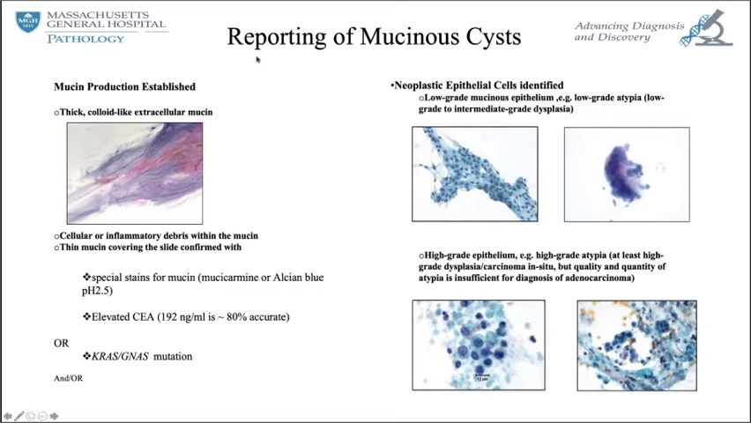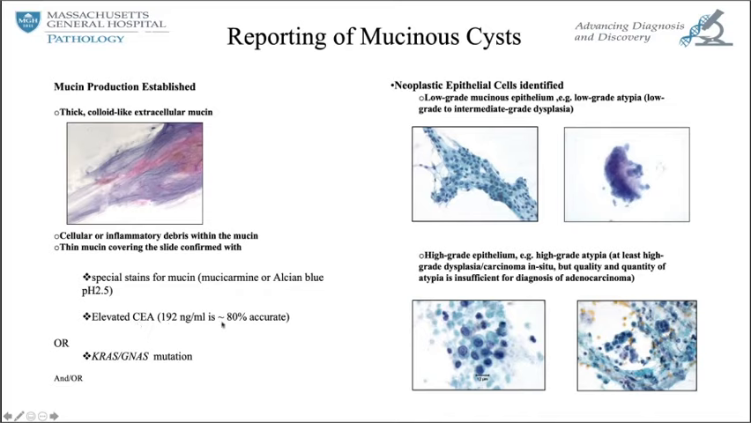So in the reporting, we can look at our 2 questions in this diagram. Mucin production is established. Is it a mucinous cyst? Is there thick colloid-like extracellular mucin? Is there cellular inflammatory debris in that mucin that can help us say that mucin came from a cyst and not from the GI tract? Is there thin mucin covering the slide that you confirmed, maybe with an extra stain or a special stain? Or is there an elevated CEA?